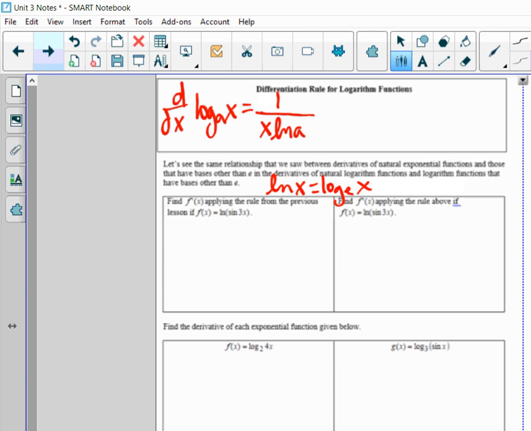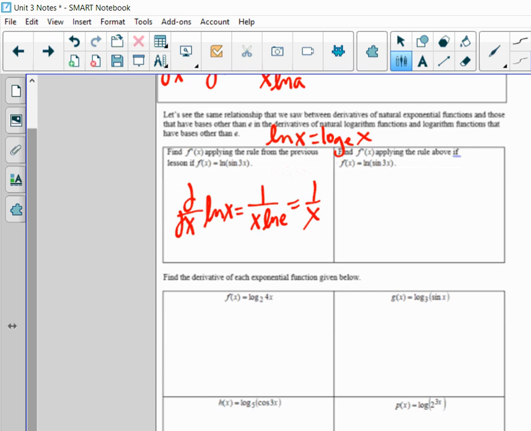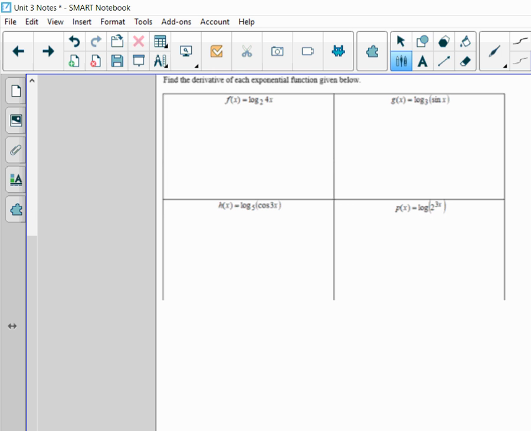I'm not going to do both of these, but if you did this using this rule on the bottom of your fraction, the derivative of ln of x would be 1 over x ln of e, and ln of e is just 1. So again, with ln, it's not required to do this. With other bases, it is. And just like with the other ones, they don't work out really nice. You just kind of get a mess. So again, let's do a couple and then move on from this.